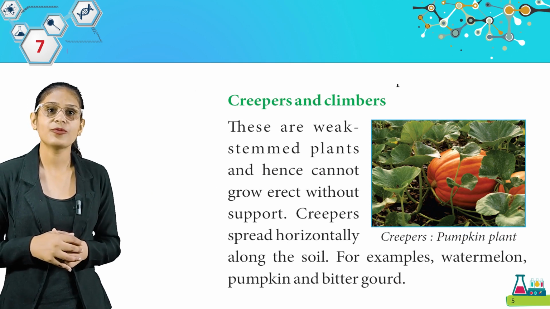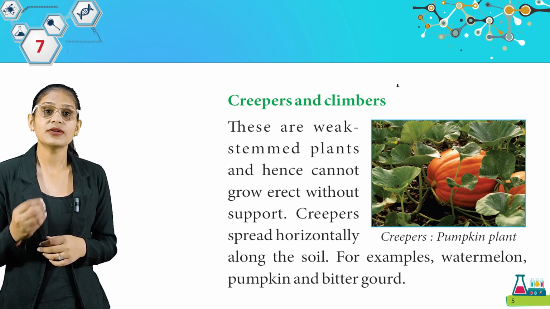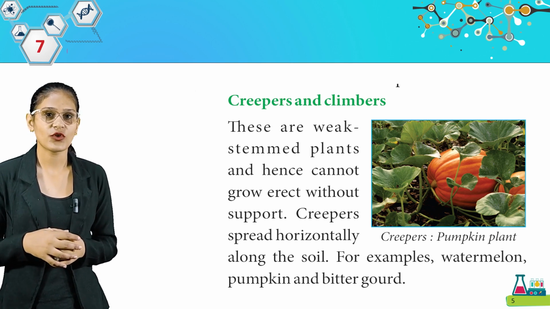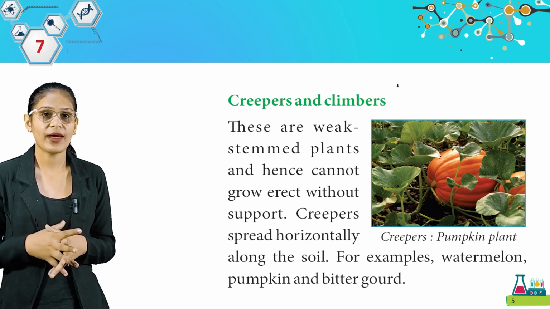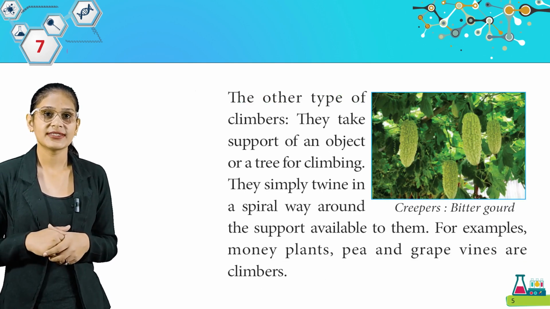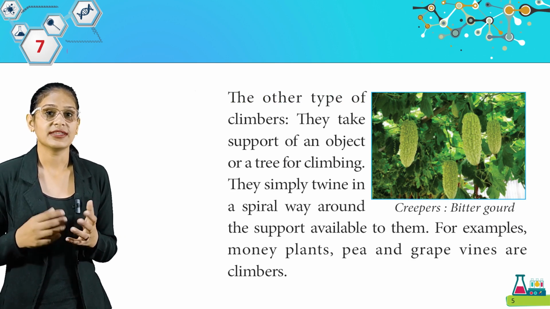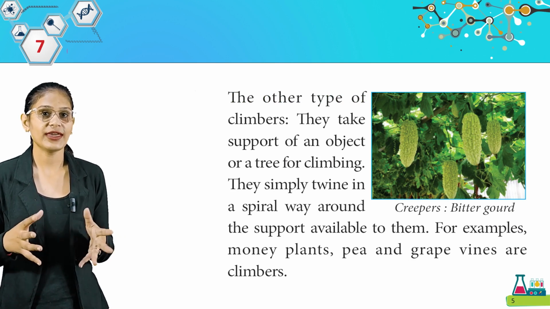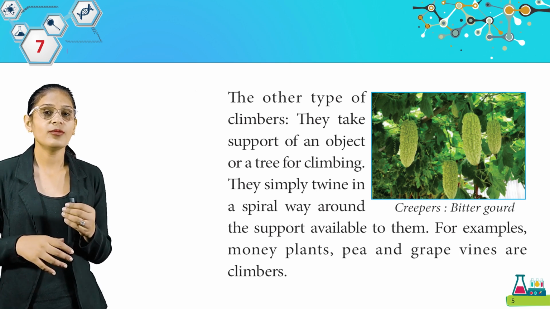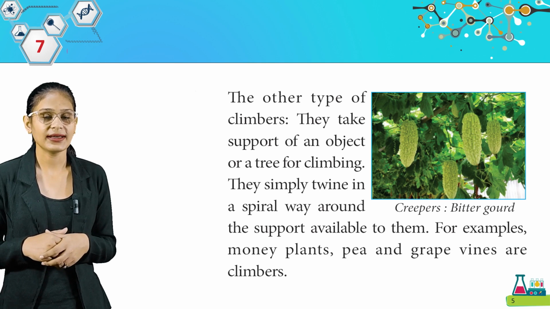Now we have creepers and climbers. These are weak-stemmed plants and hence cannot grow erect without support. Creepers spread horizontally along the soil. For examples, watermelon, pumpkin and bitter gourd. The other type, climbers, take support of an object or a tree for climbing. They simply twine in a spiral way around the support available to them. For examples, money plants, pea and grapevines are climbers.